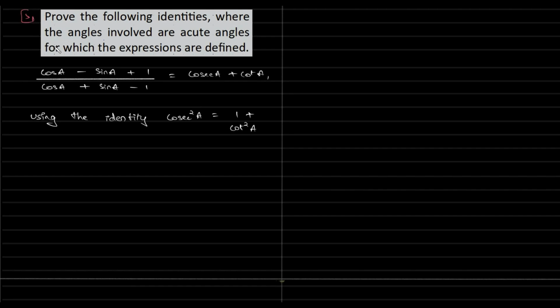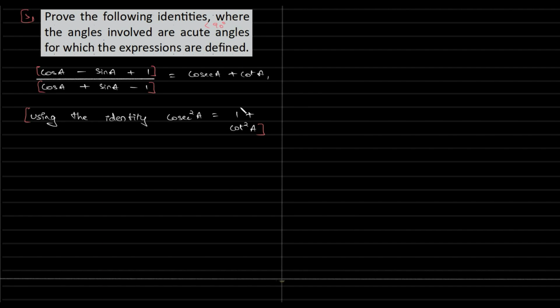Prove the following identity where the angles involved are acute angles, that is, less than 90 degrees, for which the expressions are defined: this entire thing divided by this entire thing is equal to cosecant A plus cot A. Using the identity. So here they have given us a clue, right? We have to make use of this.